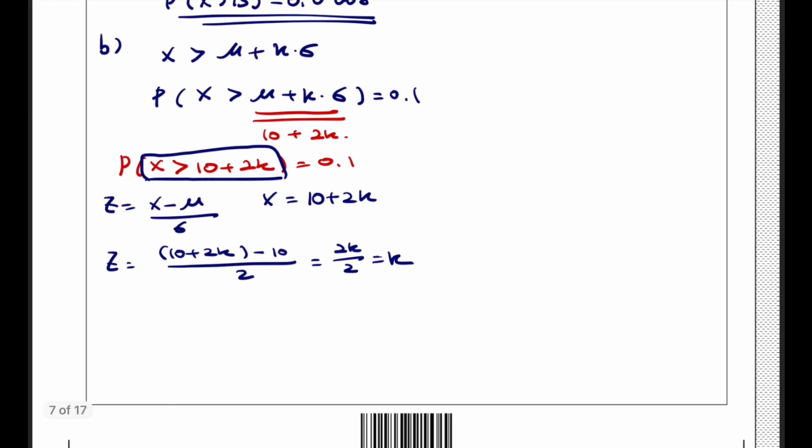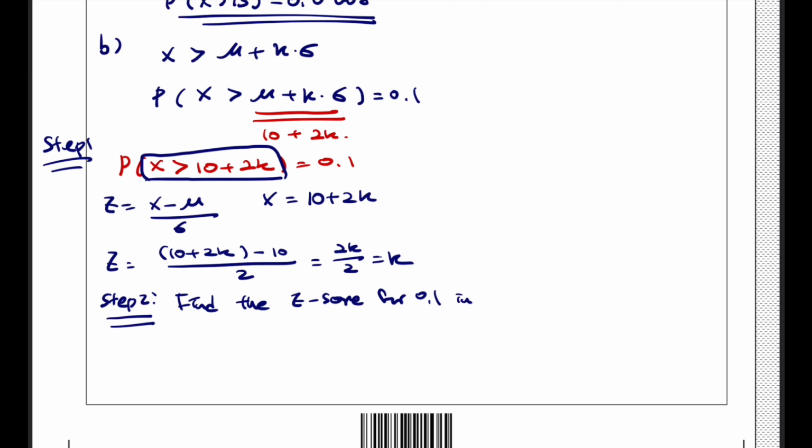Then to calculate the z-score corresponding to 0.1 in the upper tail, we're going to use the inverse function on the TI-84. So I'm just going to say this is step 2, and this is my step 1. You can definitely skip the step 1 part, right? So step 2 is finding the z-score for 0.1 in the upper tail.